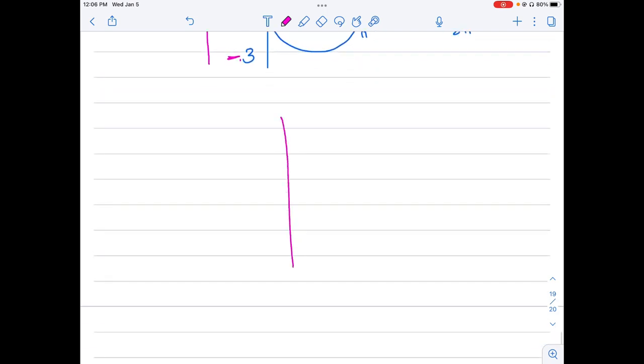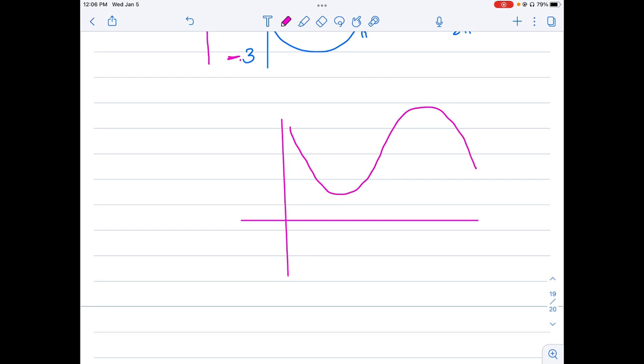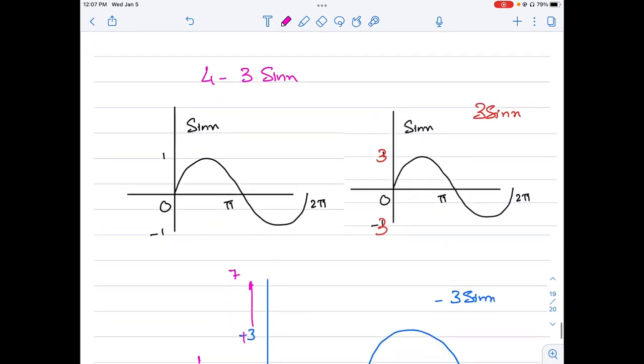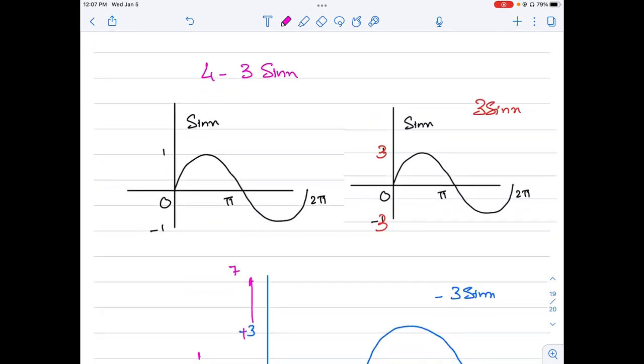So it goes between 1 and 7. That's going to be the approximate shape of the graph between 0 and 2 pi of 4 minus 3 sin x.